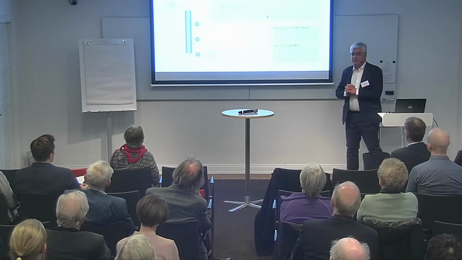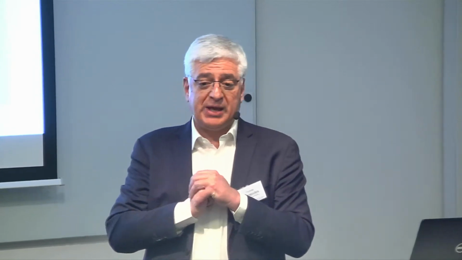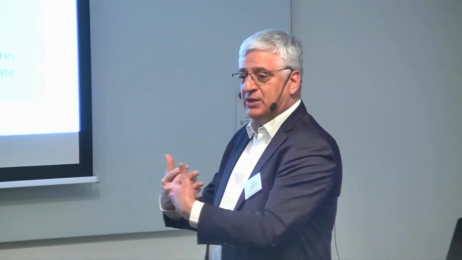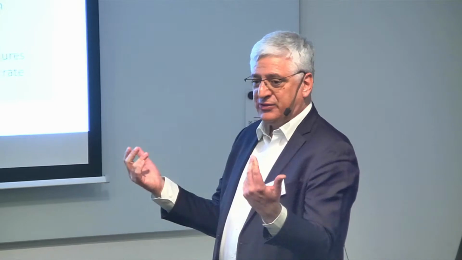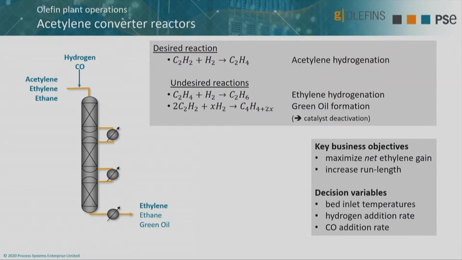In every olefin plant, you crack hydrocarbons and you get ethylene. Unfortunately, in addition to the ethylene, you get acetylene. Now, acetylene is a no-no because if it gets passed on with the ethylene product to polymerization, it just causes havoc in the polymerization reactor. So every ethylene plant has a unit whose job is to remove the acetylene.